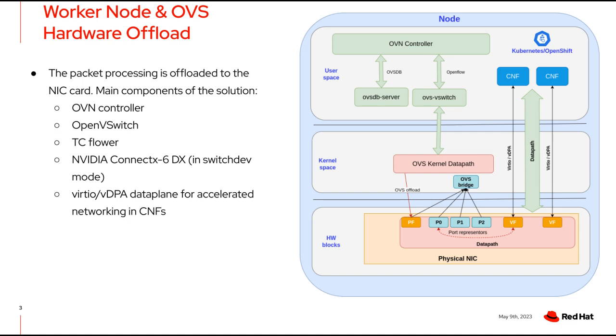OpenVSwitch is a multi-layer virtual switch that is designed to function in virtual machine environment. The typical use of OVS is to forward traffic between pods on the same physical host and between pods and the physical networks. The OVS implementation comprises a vSwitch daemon, a database server, and a kernel data path module. The OVS hardware offloading feature is enabled in order to offload the packet processing to the NIC card.